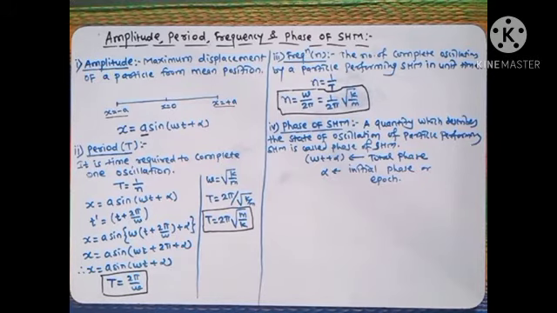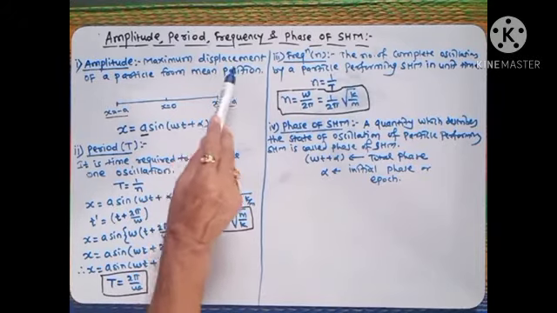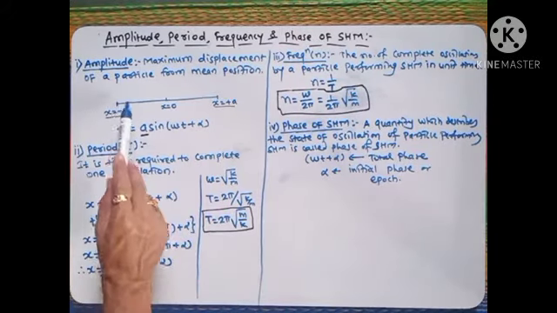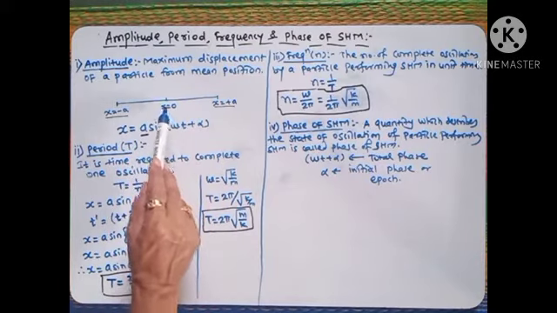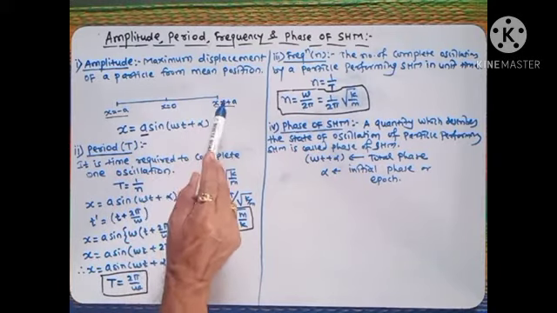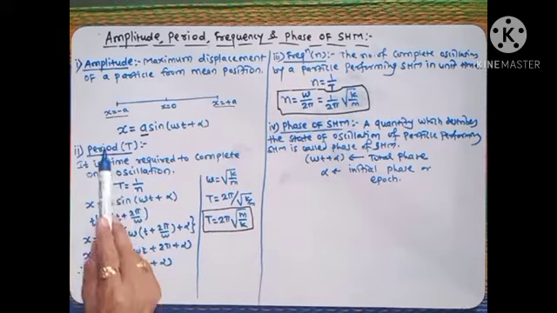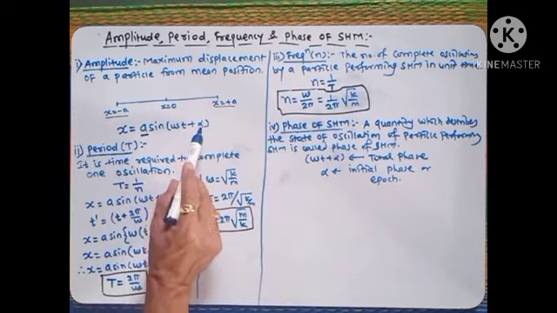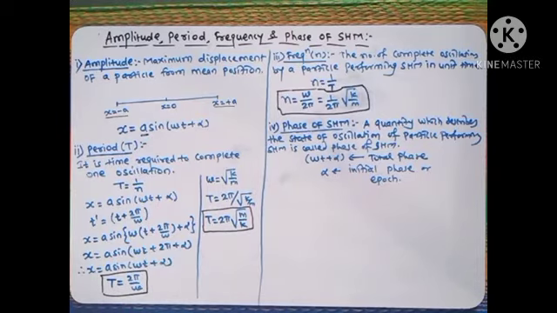I will revise again. Amplitude means maximum displacement of a particle from mean position. That means this is the path of the SHM. This is mean, x equal to 0, x equal to plus a right extreme, x equal to minus a left extreme, or x equal to a sin omega t plus alpha. In this, small a, this quantity describes the amplitude.